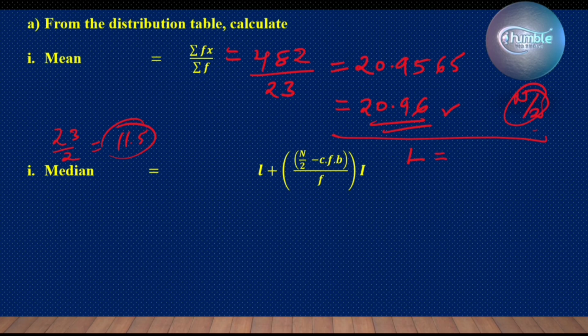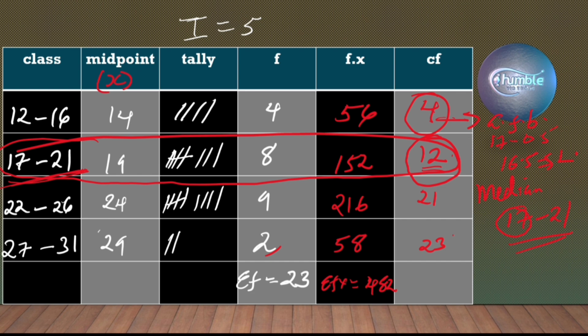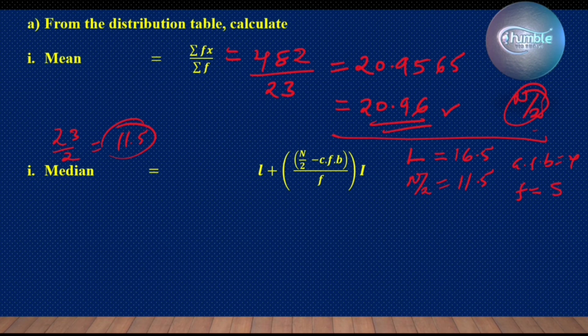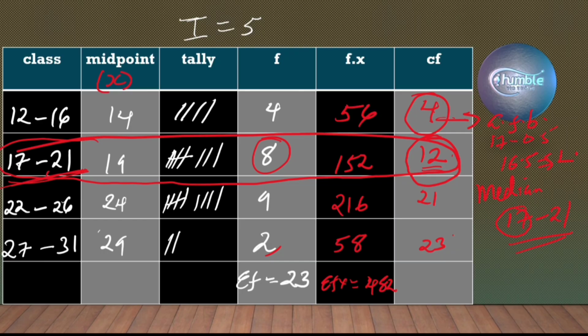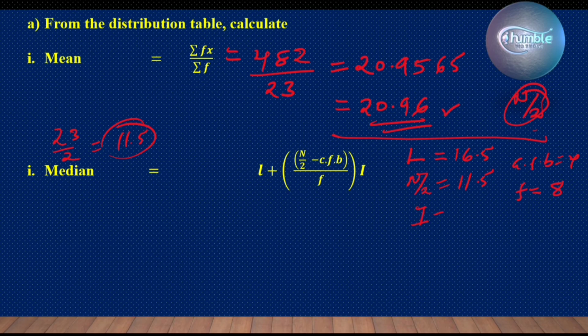So now we have found that L is 16.5, n over 2 is 11.5, CFB is 4, and F is the frequency of the median class. This is the median class. The frequency was 8. So therefore F is 8. What about I? I means the class interval. I is the class interval, and already we had worked this out, it was 5. Now we have everything that we need to get the median.